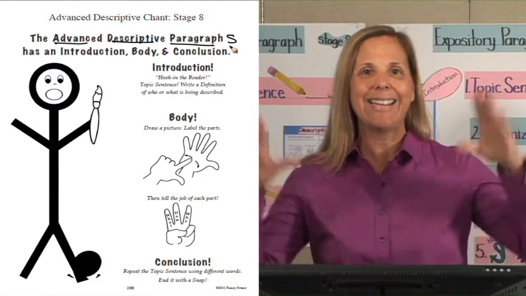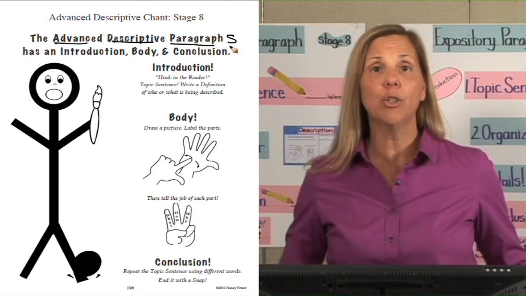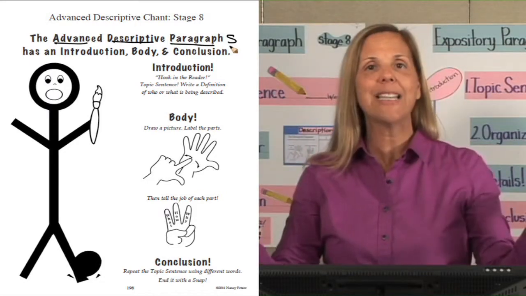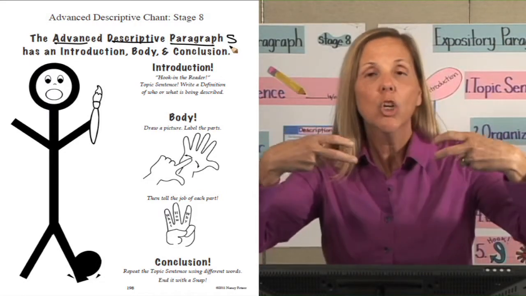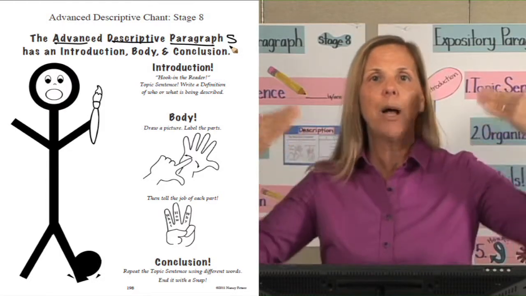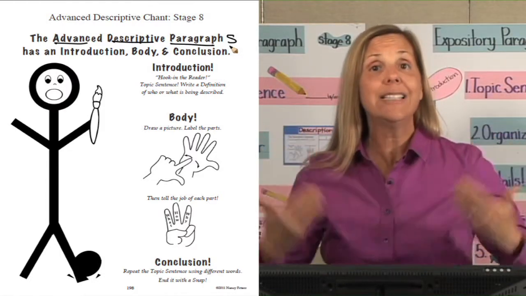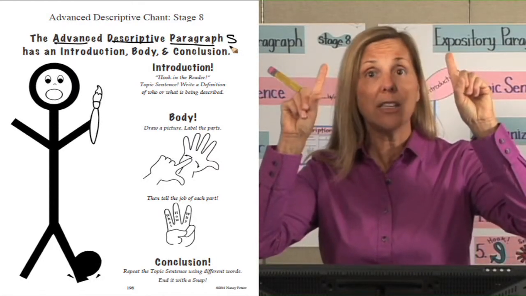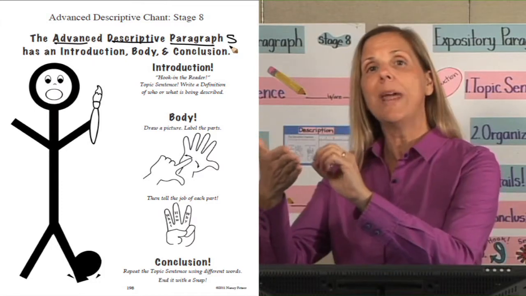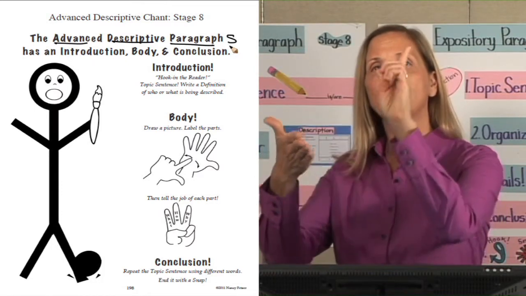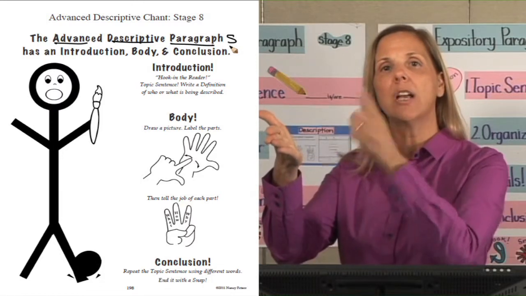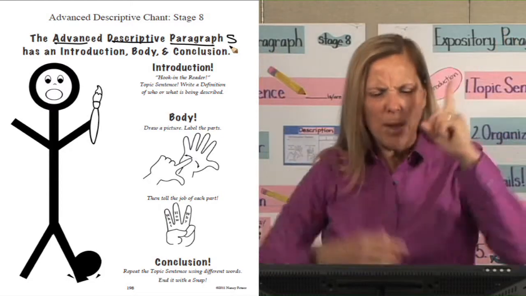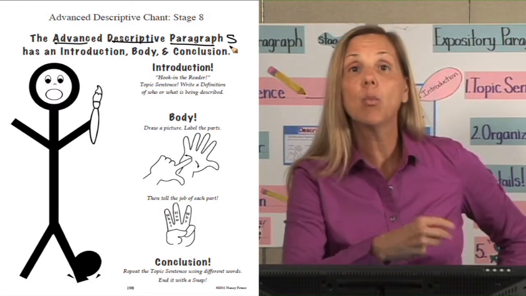So we'll go back again. Introduction, body, conclusion. In the introduction, we hook in the reader and introduce the topic sentence. That's a definition. Who or what is being described? Body is full of details about the subject. We will make those details by drawing a picture, labeling the parts, and telling the function of the parts. Conclusion. Repeat that topic sentence, but use different words and end it with a snap.